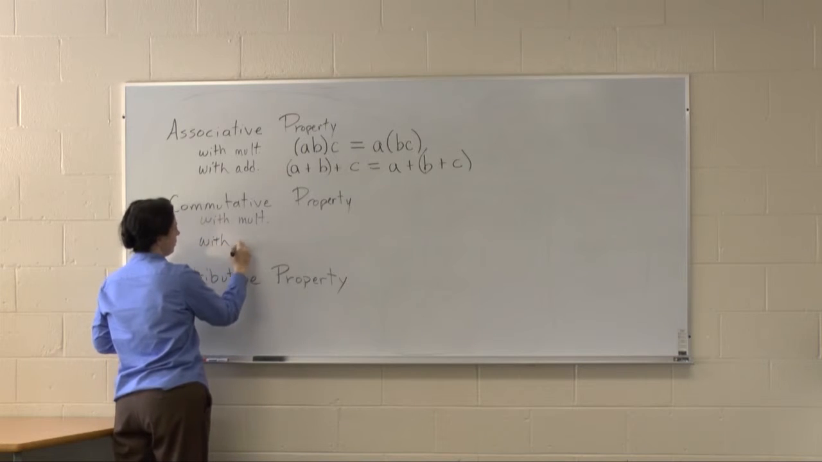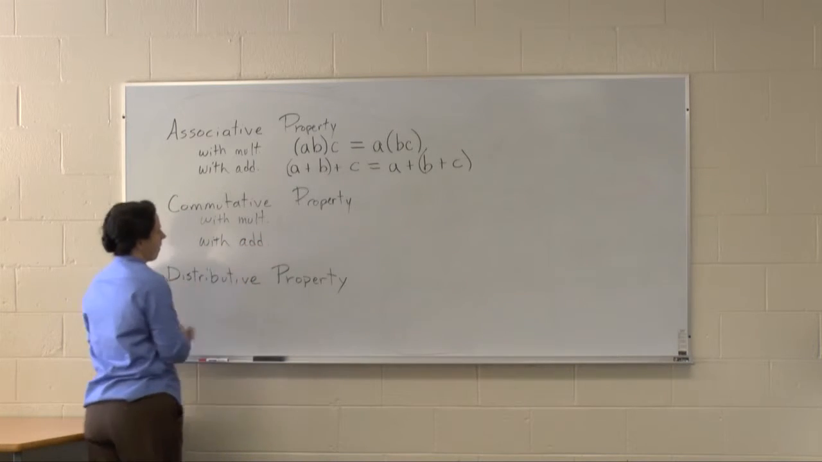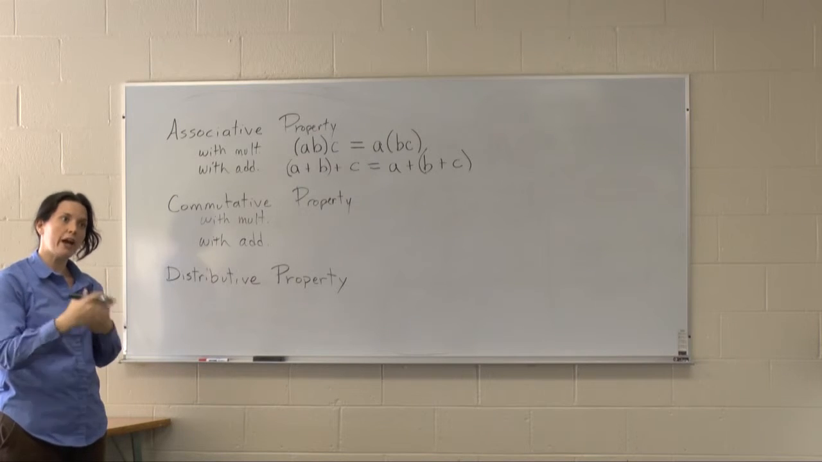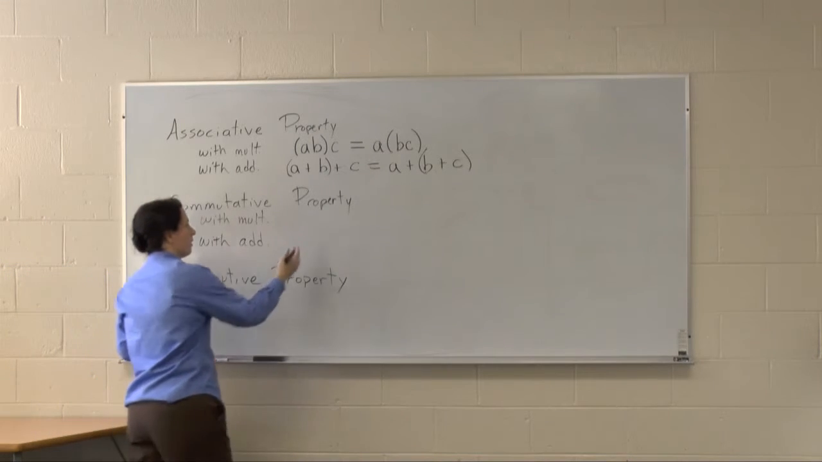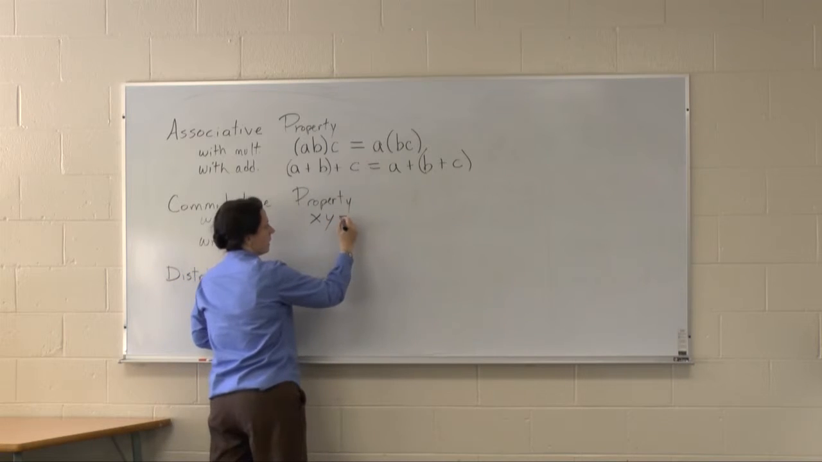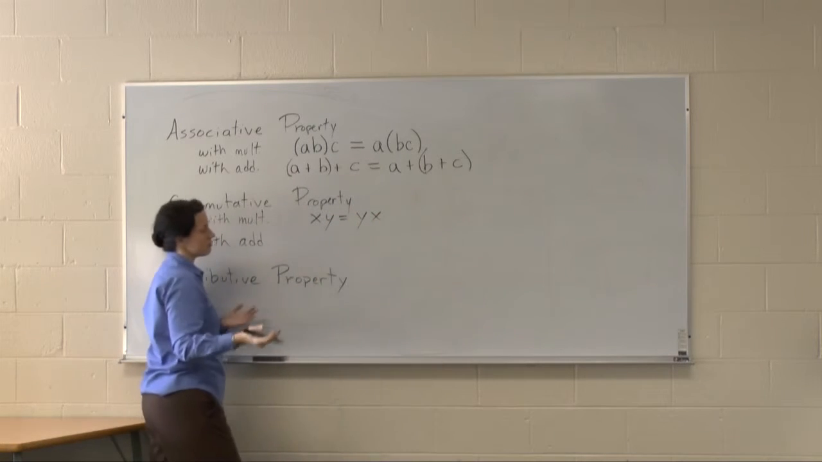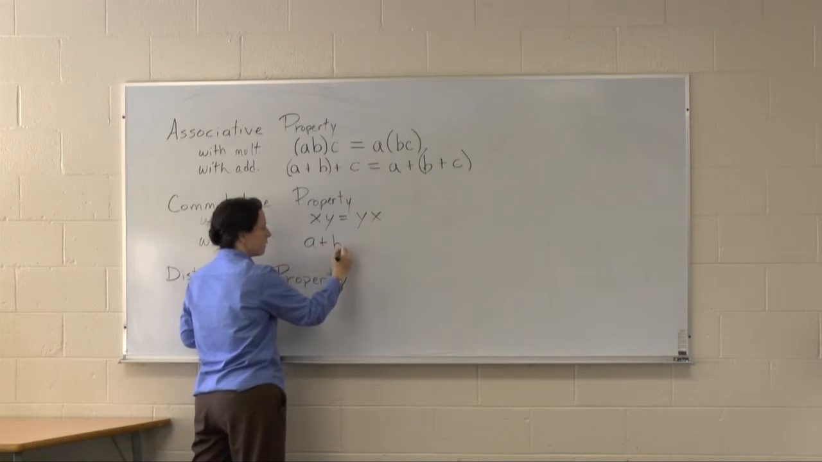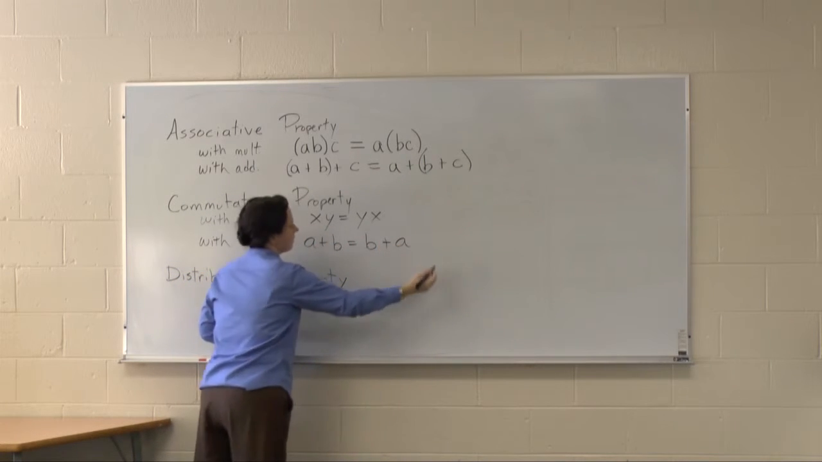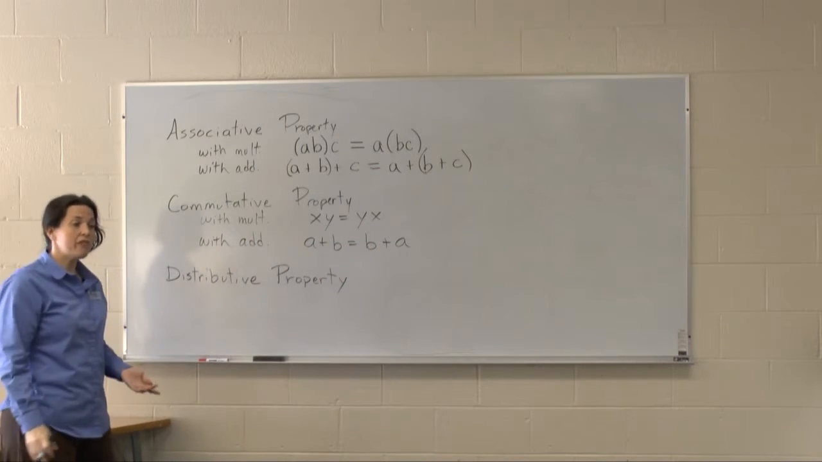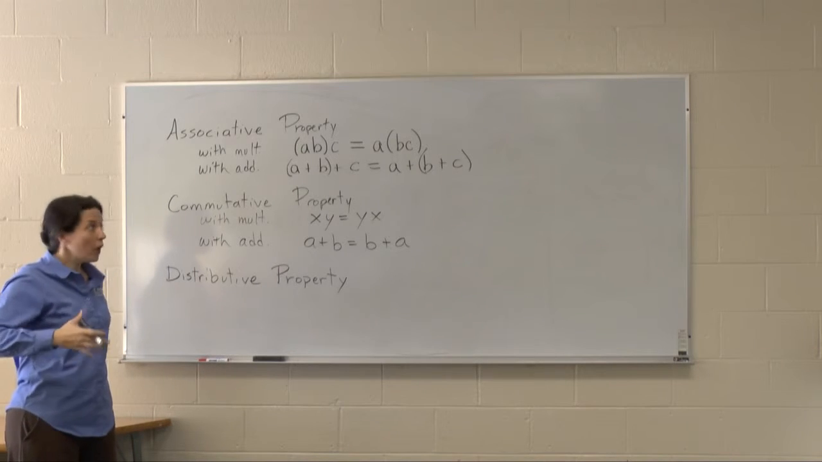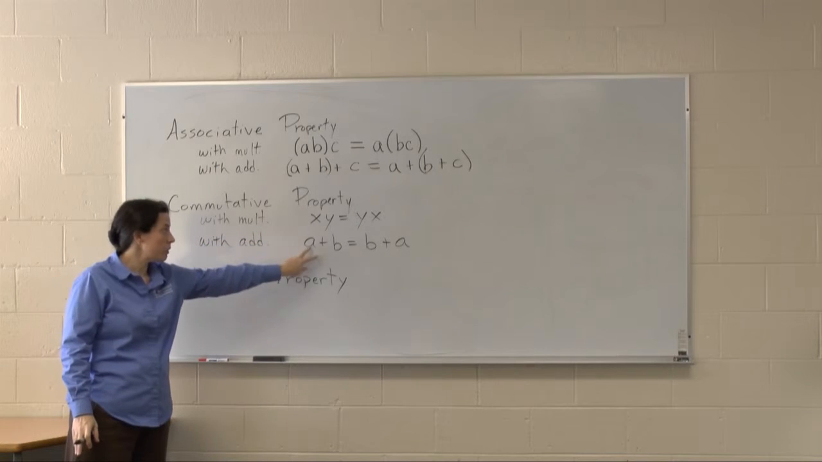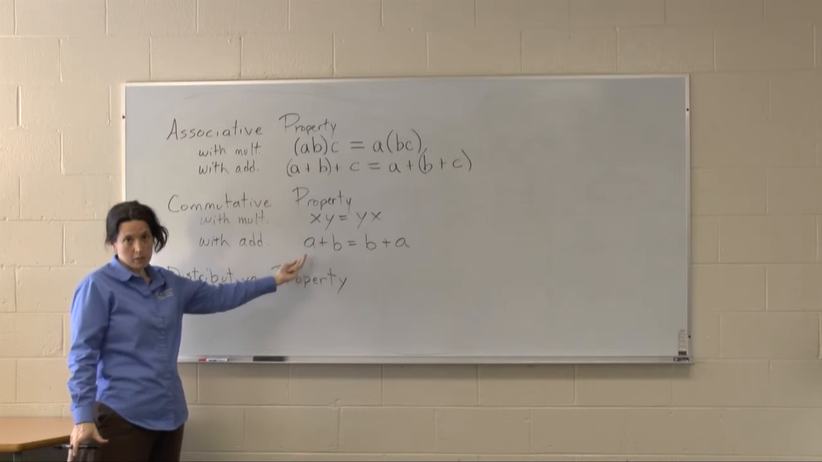Then the commutative property also holds with both multiplication and with addition. The commutative property, that's the one where the terms or factors actually switch. So for instance, x times y equals y times x with multiplication, and then with addition, maybe a plus b equals b plus a. These are things that we have known to be true for a while. You were probably fairly young when you first learned that you could switch 2 plus 3 and 3 plus 2.